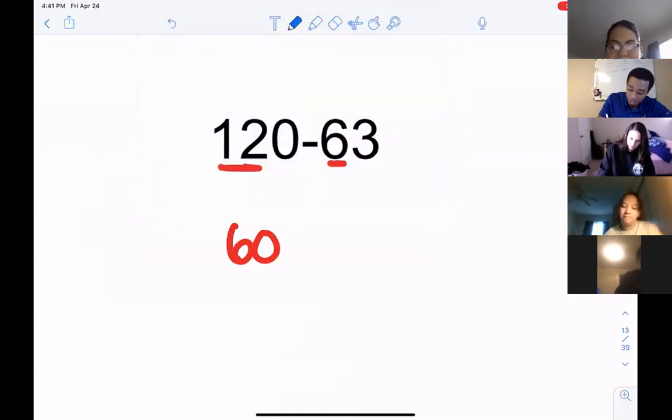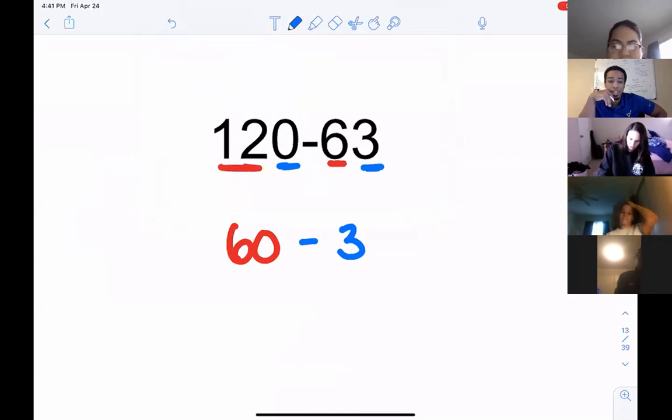Exactly. It makes it 60. And now you still have that 0 minus 3. The 0 is already right there. It's just 60 minus 3. And what's 60 minus 3? I think that's a lot easier, right? Yeah. And what did that end up being, everybody? Someone just typed something, but it wouldn't let me type it in. Yeah, it'll be 57.